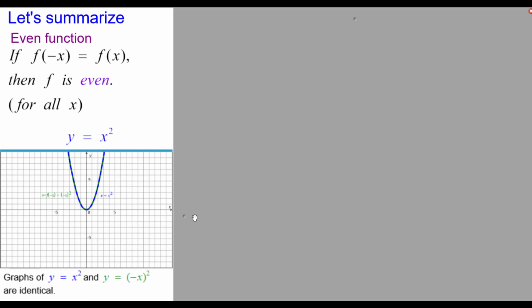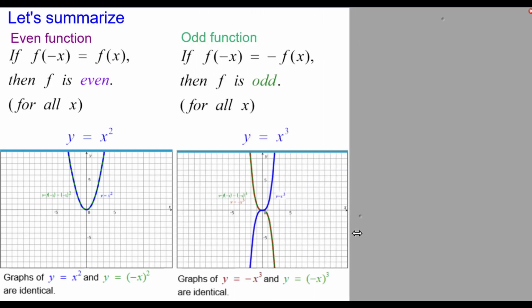So let's summarize that. Here's the graph of y equals x squared, and the graph of y equals the quantity opposite x, squared. You can see they're identical, so this is an even function. f of x is equal to f of the opposite of x all the time. Here's an example of an odd function. y equals x cubed is odd because the graphs of y equals the opposite of x cubed in brown and y equals the quantity of the opposite of x and then cube it in green are identical. So f of the opposite of x equals the opposite of f of x. This is called an odd function.